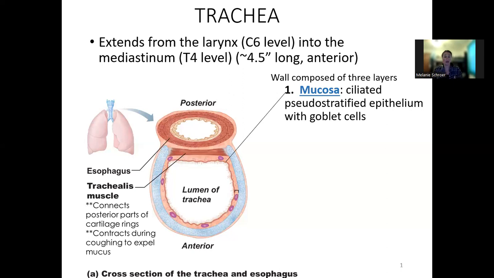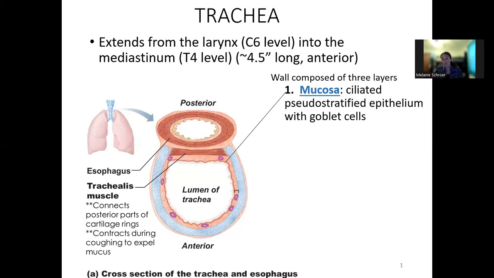Just like with any of these modified tubes, the inner lining consists of some type of epithelium. And the type of epithelium is going to be related to the function of this particular structure. So in the last video, we talked about how the oropharynx is lined with stratified squamous epithelial tissue because we need lots of layers of cheaply made cells because of abrasion by our food. Here we have ciliated pseudostratified epithelial tissue. And so what is going on there?